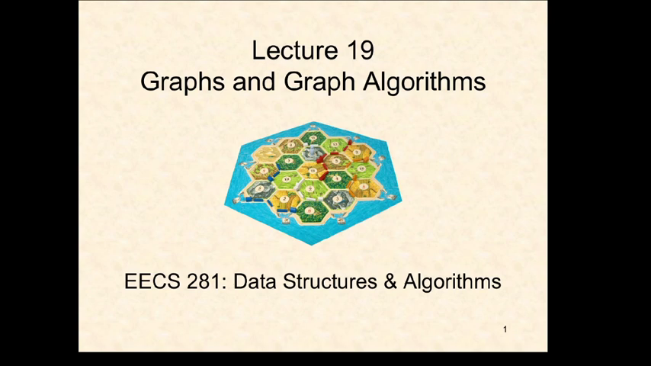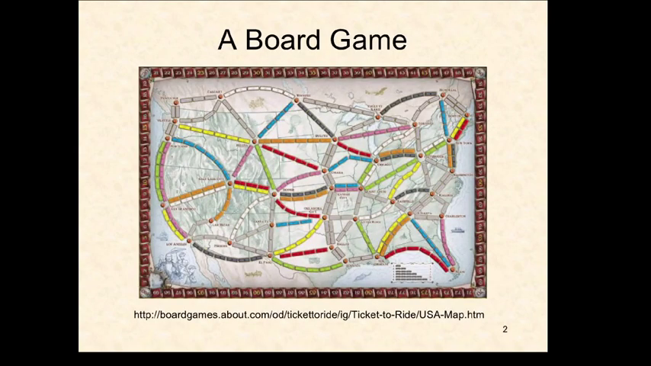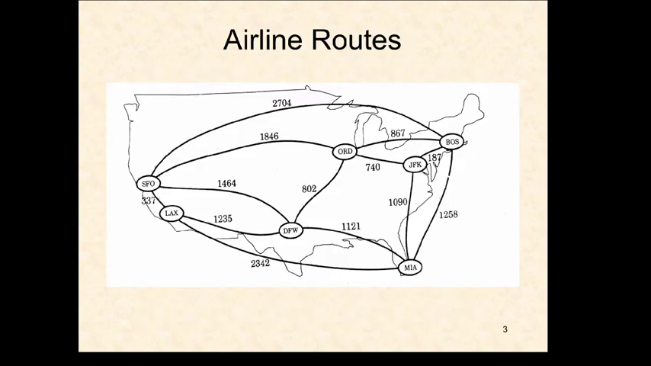All right, so let's go to the lecture for today. We're going to start talking about graphs and graph algorithms. We've got an example here of a board game called Ticket to Ride. It's about laying railroad tracks across the country. There's other games that we'll reference in here, like on the front page, there's an example of Settlers of Catan.